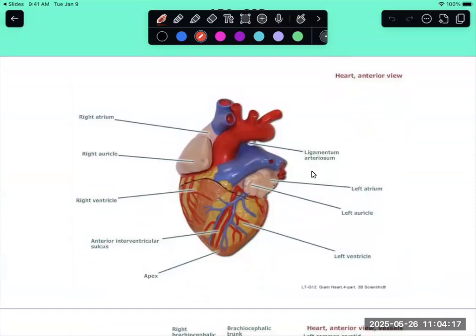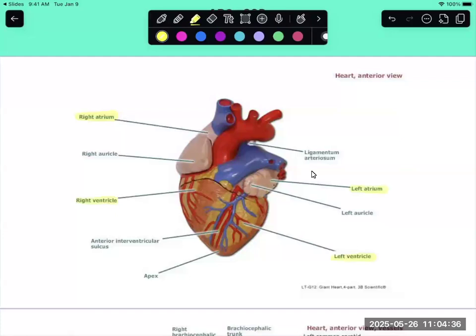Our heart is kind of divided into 4 different chambers. We have this right atrium, which is an upper chamber. We have a left atrium. We have a right ventricle, and we have a left ventricle.